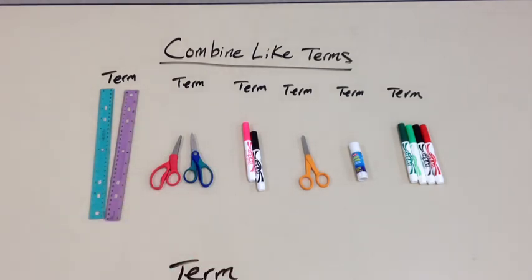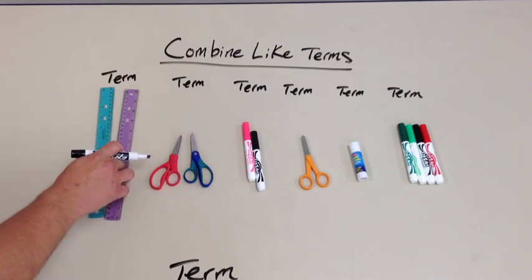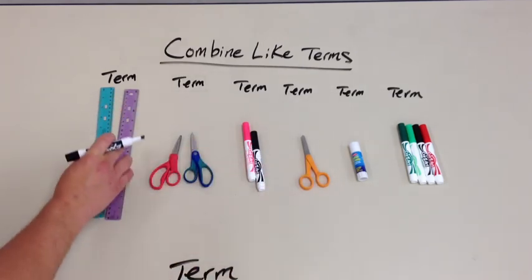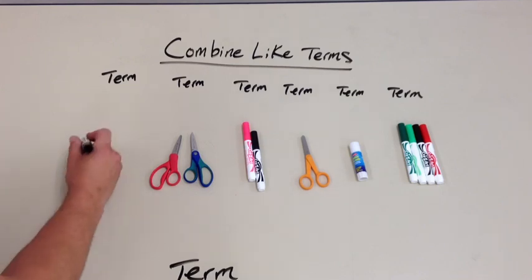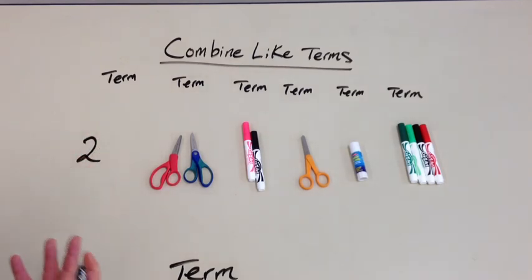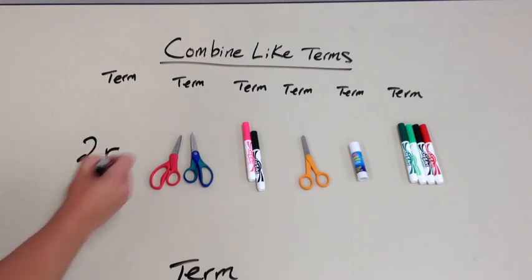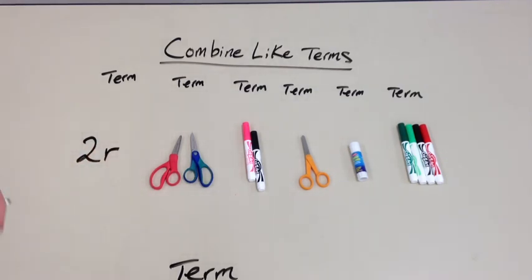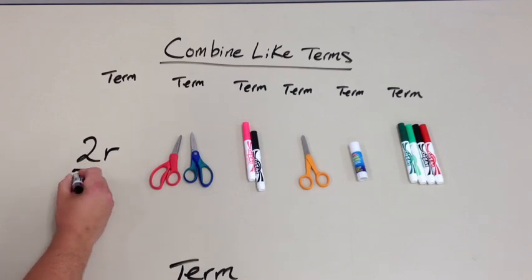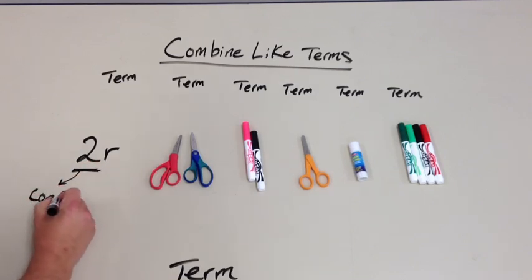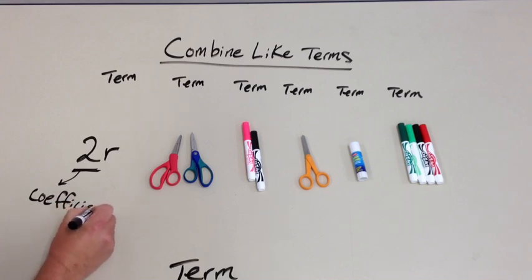I have 6 terms. Now, instead of leaving the picture look like this, what I can do is start shrinking it down and actually convert it into algebra. I have 2 rulers here. So instead of leaving these items here, I'm going to remove it. And instead of 2 rulers, I'm going to write a math picture that represents that: 2R. R standing for rulers. I have 2 of them. The number in front is my coefficient. It's simply a number that describes how many of the item you have.